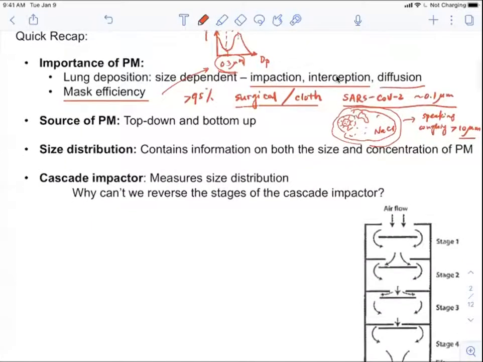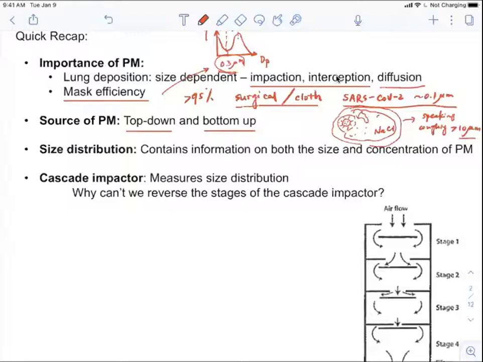Then after the discussion on the mask, we mentioned different sources of the PM, right? We said that there's a top-down approach and bottom-up approach. The top-down approach is basically tearing the materials apart, right? So for example, when we're emitting these coughing aerosols, or when we're doing the machining process, like sawing or grinding, we can generate these particles by tearing the original materials apart. There's also the bottom-up approach, which is assembling these particles from the vapors or from the molecules, right? So that's also quite common.